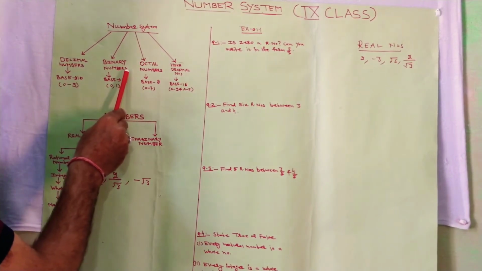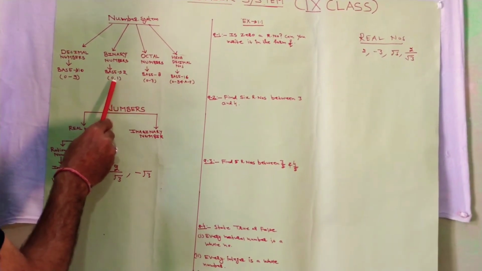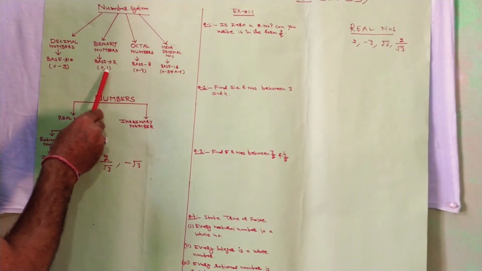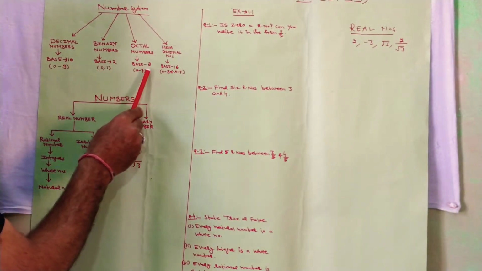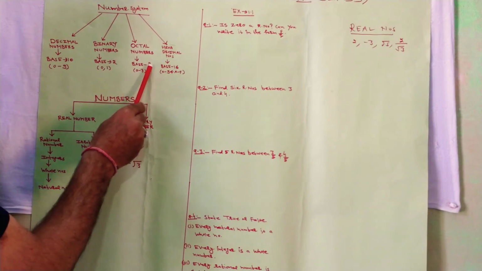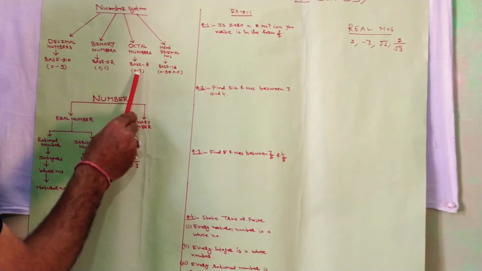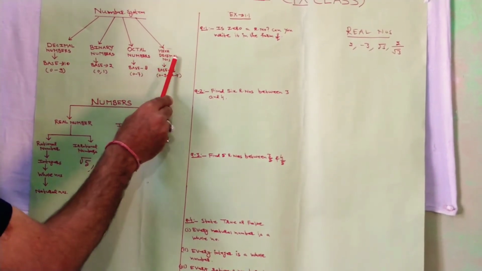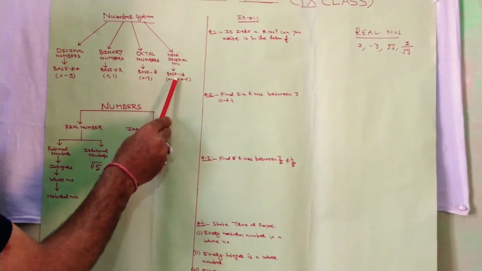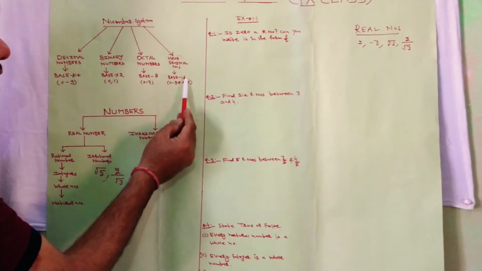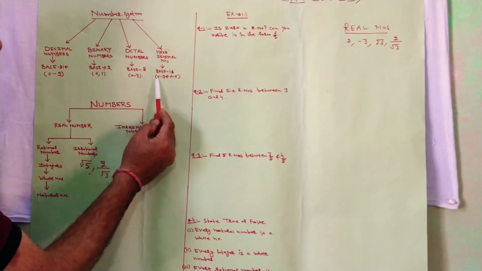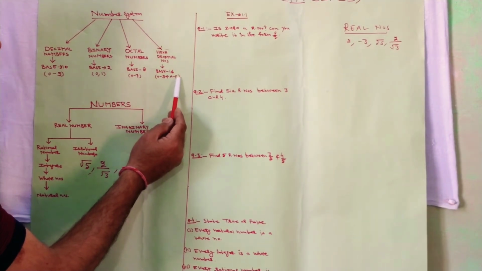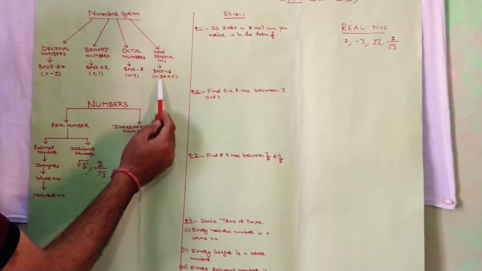In binary number system, the base is 2. It means we use only 2 digits, 0 and 1, to execute this system. In octal number system, the base is 8. It means we use the 8 digits 0 to 7 to execute this number system. In hexadecimal number system, the base is 16. It means we use 0 to 9 digits and A to F alphabets to execute this number system.